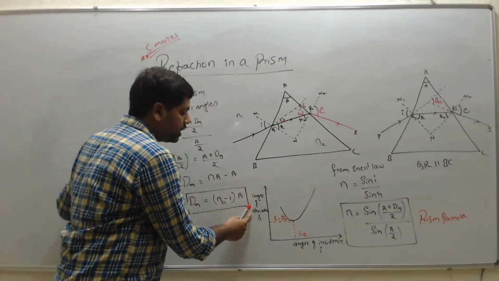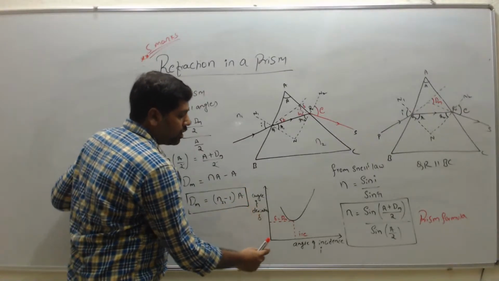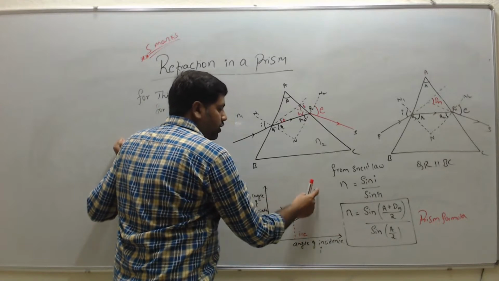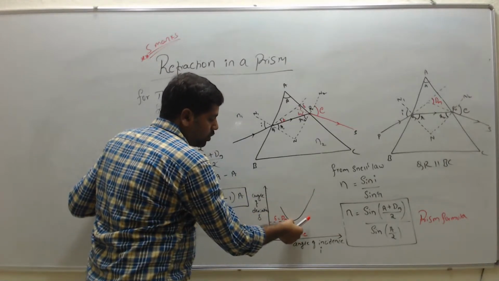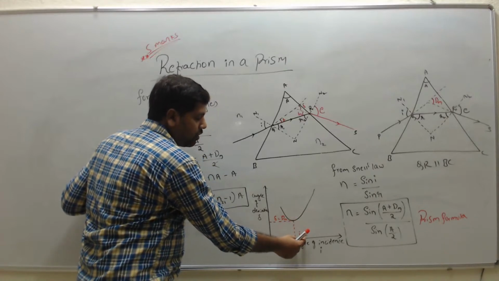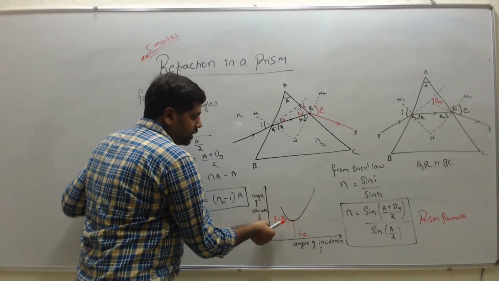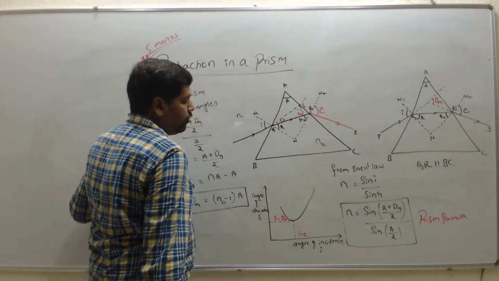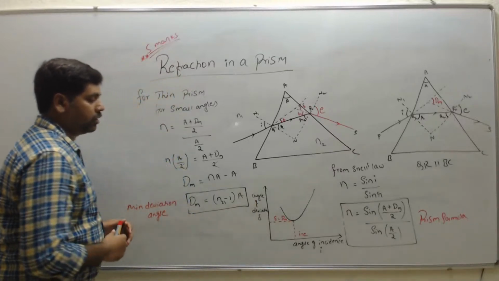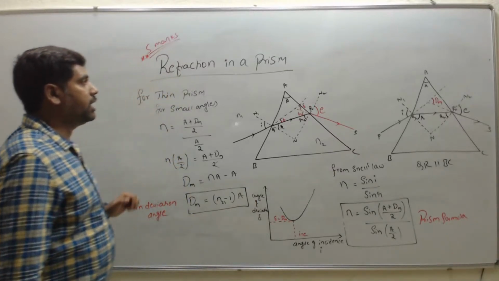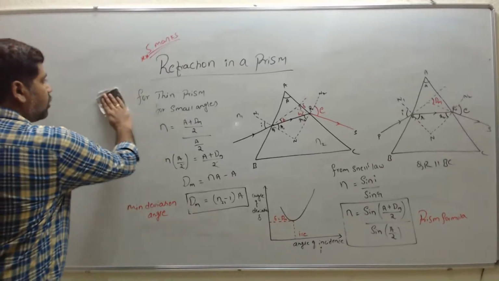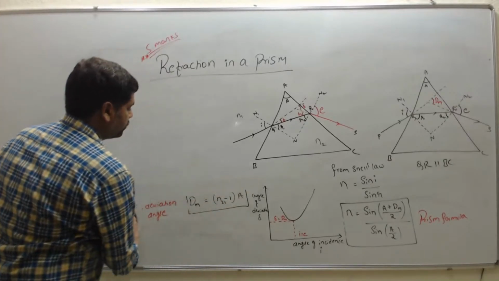Along the y-axis we take the angle of deviation delta, and along the x-axis the angle of incidence I. If you plot the graph, it will form like this. At the least point, we get angle of incidence I equal to angle of emergence. If we extend it to the y-axis, it gives the minimum deviation angle. So this is about the refraction in a prism. Next, we will solve a few problems on this concept.